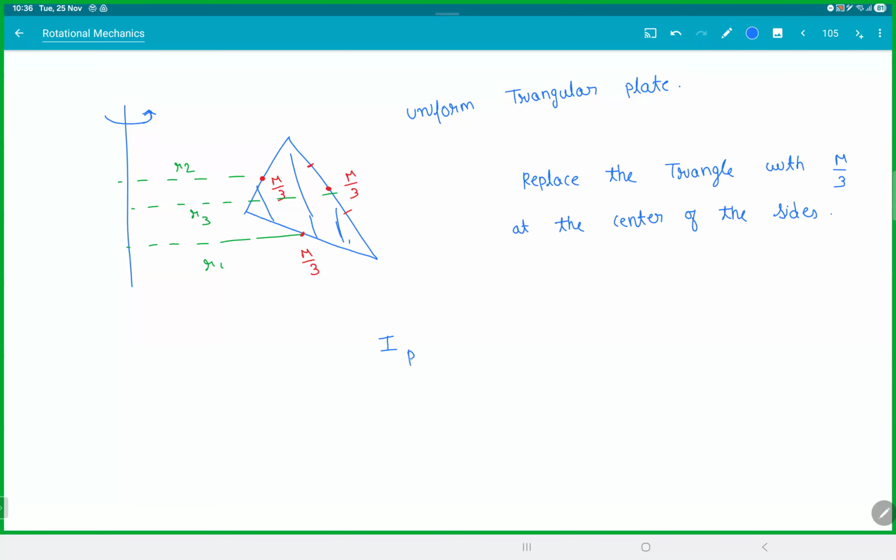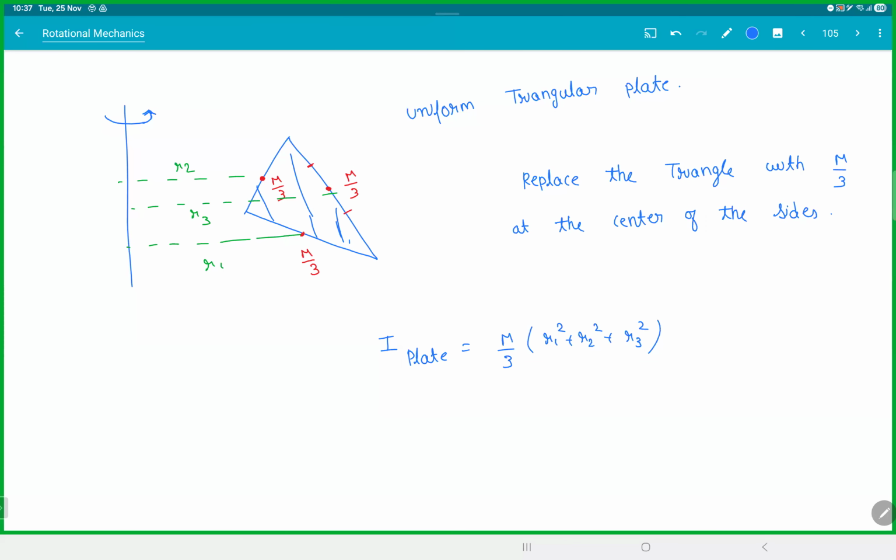And then the moment of inertia of this plate will be m by 3, and then you take the perpendicular distances: r1 square plus r2 square plus r3 square. This is valid even for a polygon. If you take an n-sided polygon, then you'll divide the whole thing into m by n mass, and then you'll keep it at the center of the sides, and you take the perpendicular distance. We don't have the proof for this, but there is a theorem like this which works for only triangular plates. Clear with this? So mostly if at all there's something of this sort, they might explain you and ask you, but yeah, do remember. That is about moment of inertia.